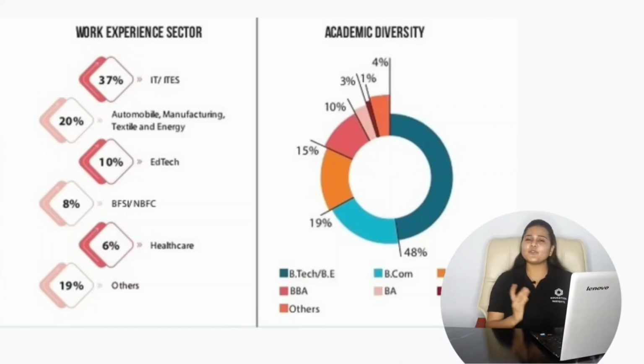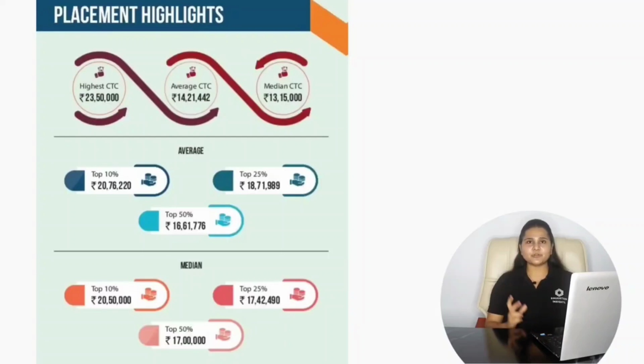Now, if we consider the overall placements for the batch of 2022-2024, the highest CTC offered was 23.50 lakhs per annum, the average CTC offered was 14.21 lakhs per annum, and the median CTC offered was 13.15 lakhs per annum. Here, the top 10% candidates have an average salary package of 20.76 lakhs per annum, the top 50% candidates have an average salary package of 16.61 lakhs per annum, and the top 25% candidates have an average salary package of 18.71 lakhs per annum.